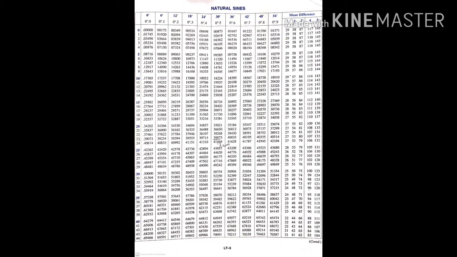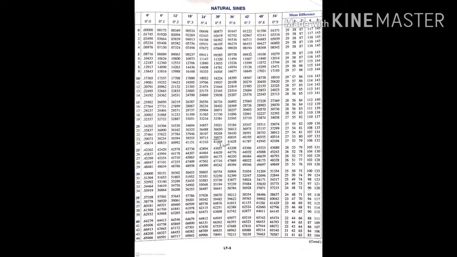Now today we will learn how to read the values from these tables. For that, first of all we will observe our natural sine table which I have given here. But it is better, students, if you open your textbook and understand by following along while listening to this video. First of all, you check the natural sine table, first page.